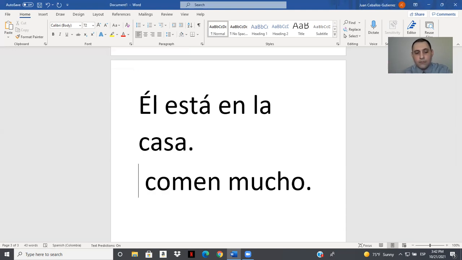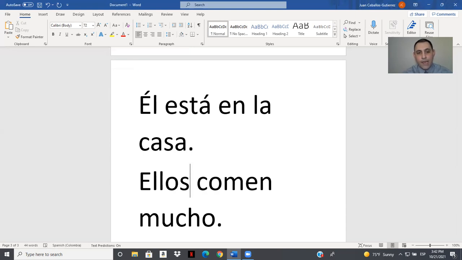I can replace the subject for this: ellos. So Carla is feminine and Augusto is masculine. So it's a combination of men and women. Now I can replace Carla and Augusto for ellos. Ellos is a subject pronoun that is used to replace men and women or all men in the subject. So it's the same in English. We can say Carla and Augusto eat a lot, or I can say they eat a lot. That's what a subject pronoun is. It replaces.